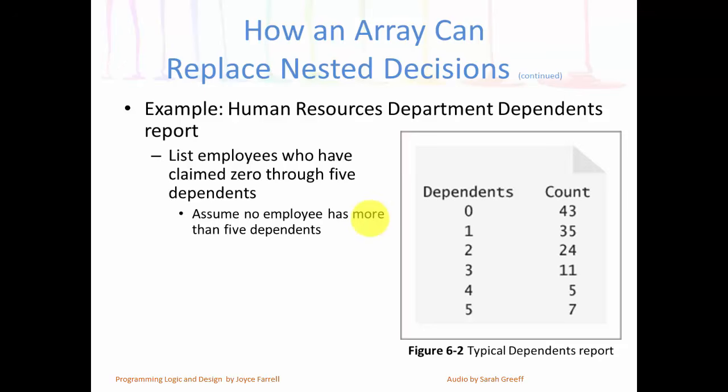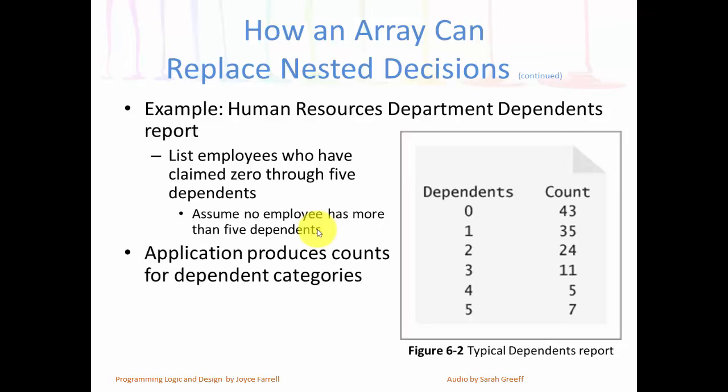Back to arrays that can replace nested decisions. Now, we're going to run through an example, human resources department dependents reports. Quite a mouthful. Now we're going to list employees who have claimed 0 through 5 dependents, and we're going to assume that no employee has more than 5 dependents, of course.